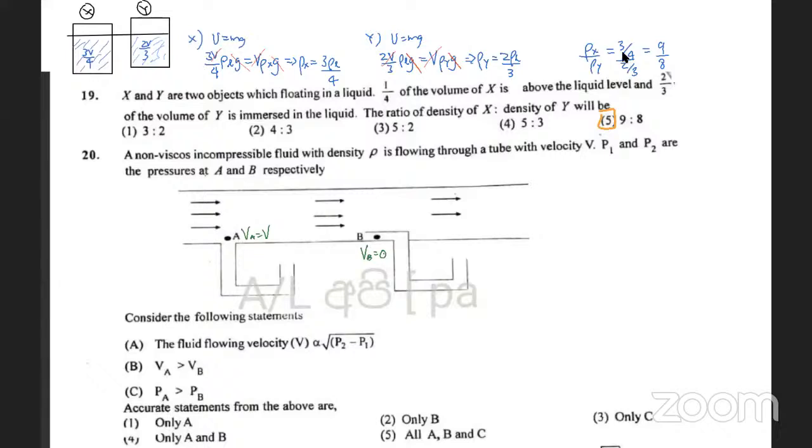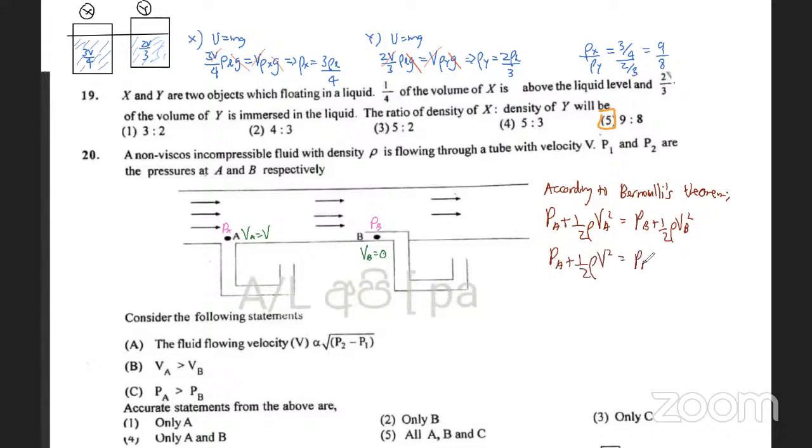Okay, right. And according to Bernoulli's theorem, we know here there will be a pressure PA, here there will be a pressure PB. What is the equation we can write for these two people? According to Bernoulli's theorem, PA plus half rho VA squared equal to PB plus half rho VB squared. That's the normal equation we write now, people. So we can say PA plus half rho V squared equal to PB plus 0.